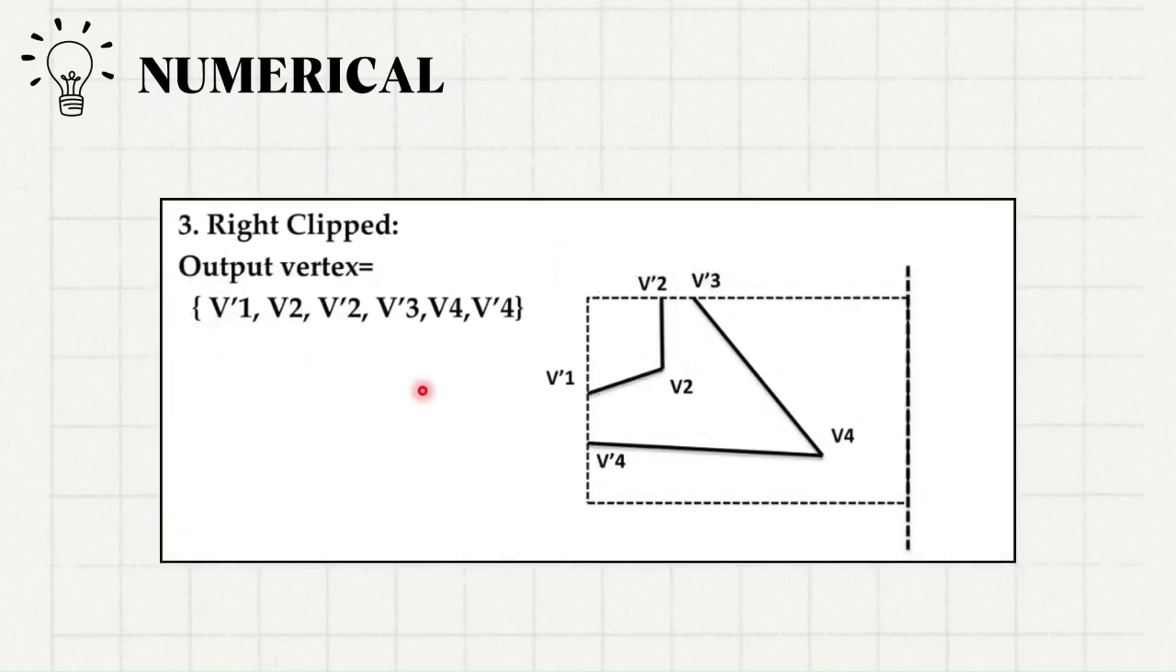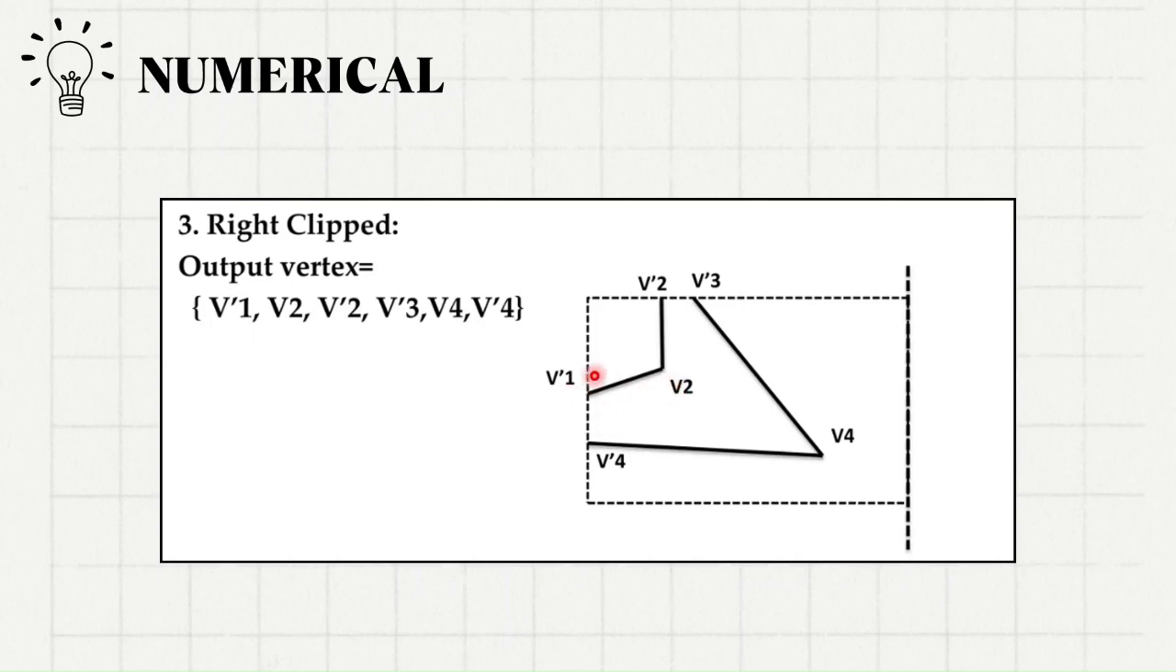Now, if you pay close attention, we can see that the polygon is just intersecting with the left side and the top side of the clip window. It is virtually not interacting with the right side of the clip window at all. So the output vertex list will be very similar, or just the same, as the top clip.